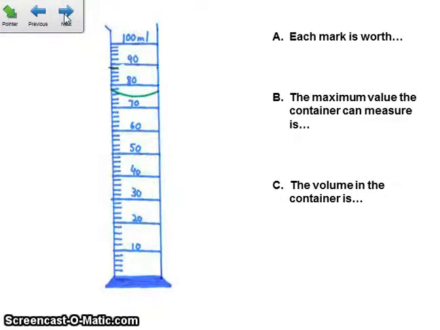Try this one on your own. Work through, figure out what each mark is worth, find the maximum value, and record the volume of that green meniscus right there. Pause the video, try it on your own, and then check your answers.